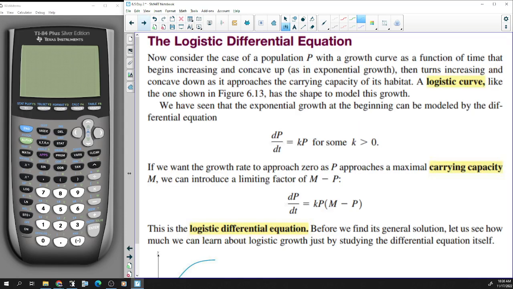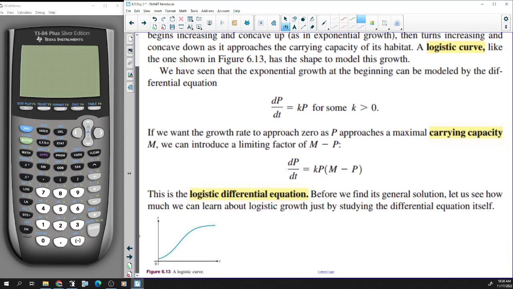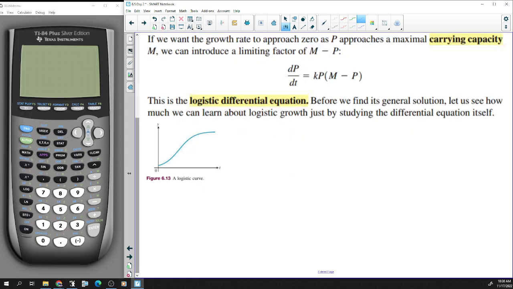Today we're going to talk about logistic growth. So now consider the case of a population P with a growth curve as a function of time that begins increasing and concave up, then turns increasing and concave down as it approaches the carrying capacity of the habitat. What does all that mean? So we have a logistic curve right here. This isn't the growth, this is the actual population.